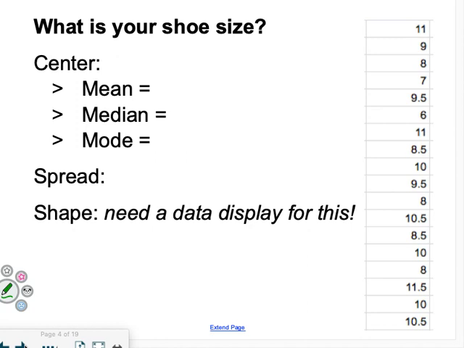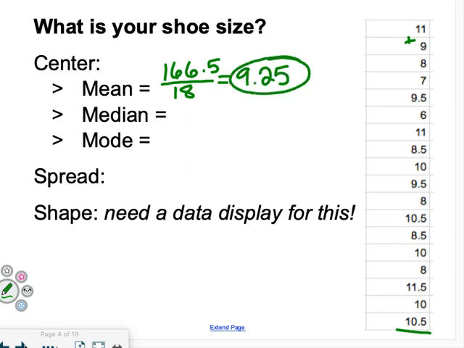To find the mean, you would need to add all these up, and then we're going to divide by the total number of people. If we add all those up, we'd get 166.5. Then we divide by the number of people we had. We're trying to find an average, and we would find that the average shoe size is 9.25.